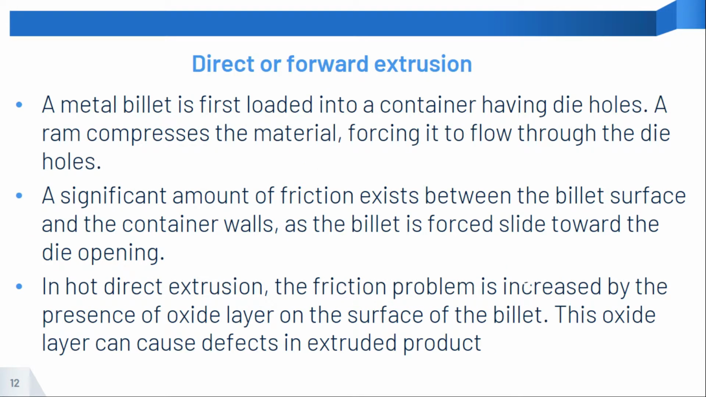Let me explain how direct or forward extrusion works. A metal billet is first loaded into a container having die holes. A ram compresses the material, forcing it to flow through the die holes. A significant amount of friction exists between the billet surface and the container walls, as the billet is forced to slide toward the die opening. In hot direct extrusion, the friction problem is increased by the presence of an oxide layer on the surface of the billet. This oxide layer can cause defects in the extruded product.